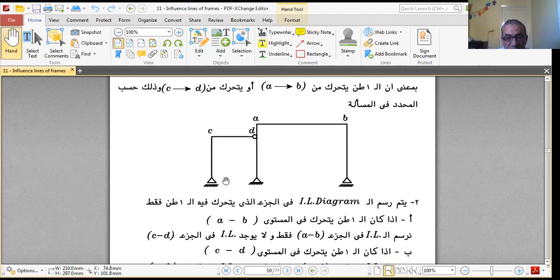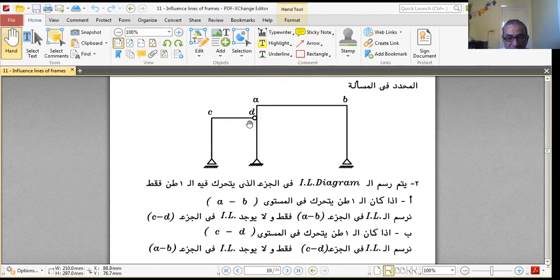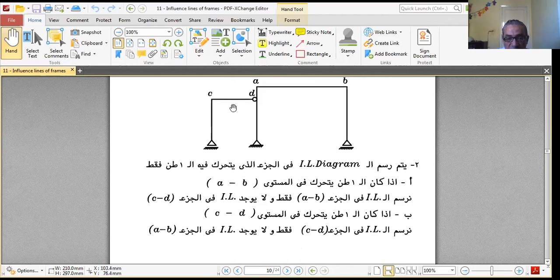We draw the influence line for the direction when the load is moving. If the one ton moves along AB, then we draw the influence line diagram for AB only. There is no influence line for CD. When the one ton moves on CD, we draw the influence line on CD, and there is no influence line for AB.